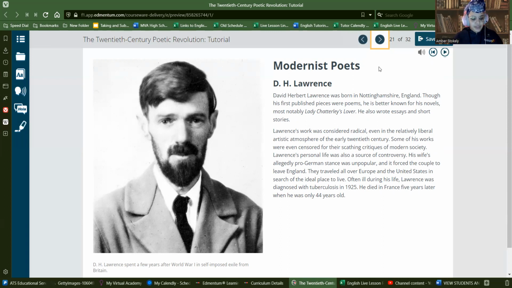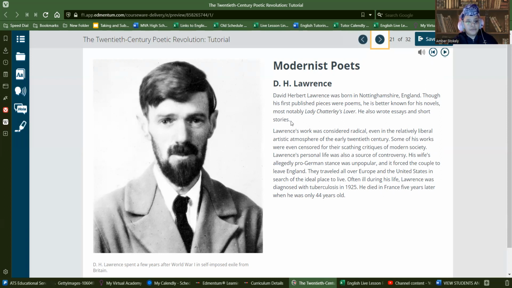So the first poet that we get here is D.H. Lawrence, and I'm going to try to condense this as much as possible. He was born in Nottinghamshire, England, and he's pretty much better known for his novels than his poems. His most notable novel is Lady Chatterley's Lover, but he also wrote poems, essays, and short stories. That's pretty much all they tell you in this first paragraph here.